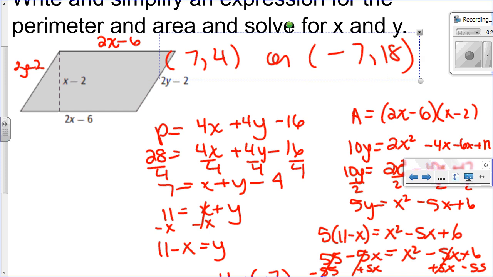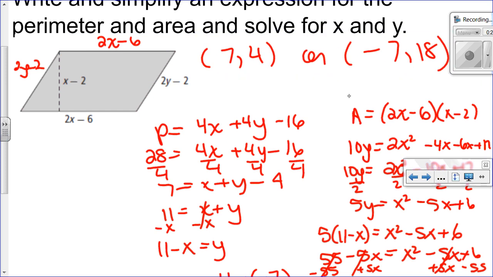So these are our two potential solutions. So if I plug in my x and y values, 7 and 4, I can see if that works. Let's check for the perimeter. So if I plug in x for 7, 2 times 7 is 14, take away 6 is 8. This is a y value. 2 times 4 is 8, take away 2 is 6. 2x minus 6, it's the same thing here, so that's 8. And then this is 2y minus 2, which is also 6.